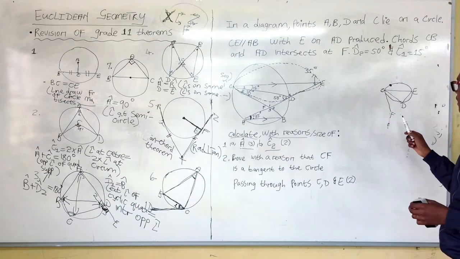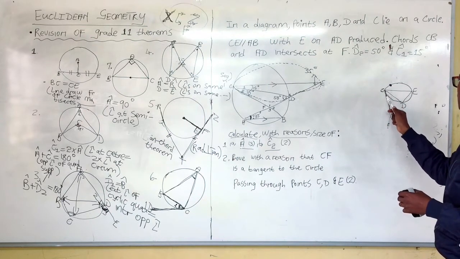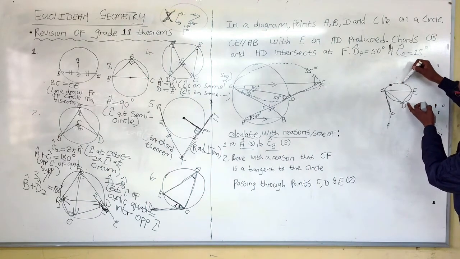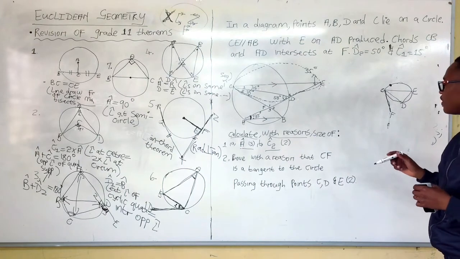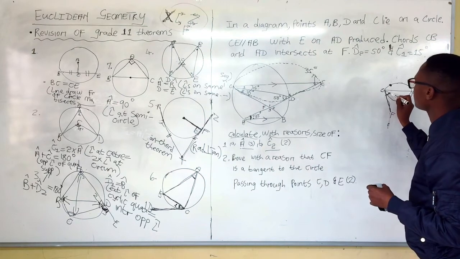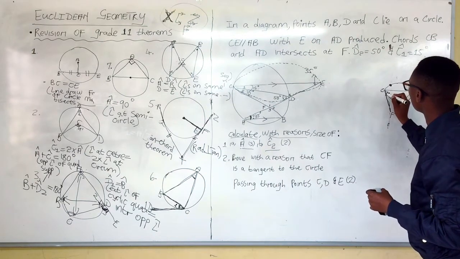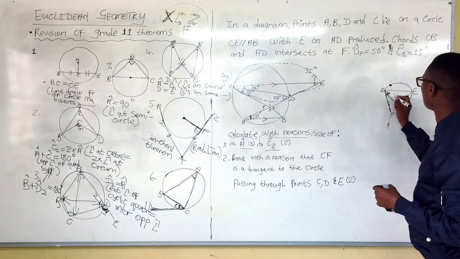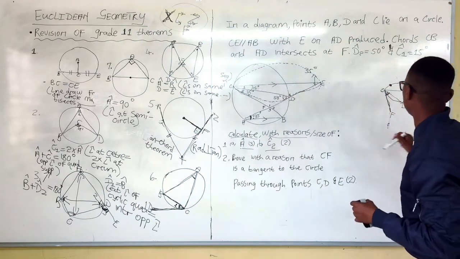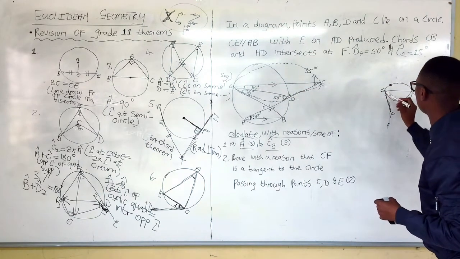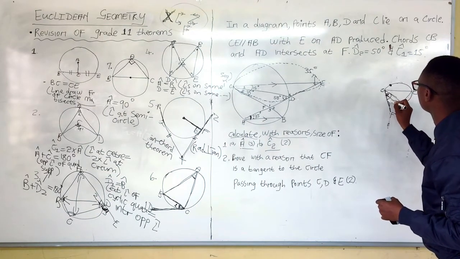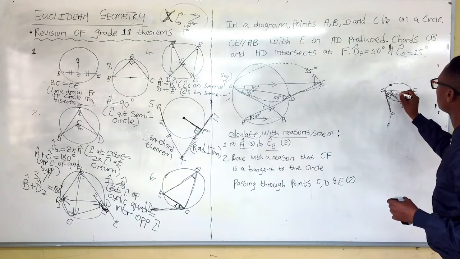A tangent, I've told you, is an external line. So you see, this one is a tangent. You have to prove that this CF is a tangent of this circle. In order to prove that, you have to prove that this angle, it's going to be C2, the one that we have just put in. This one is going to be C2, and then our C1 is going to be on this side, you see.